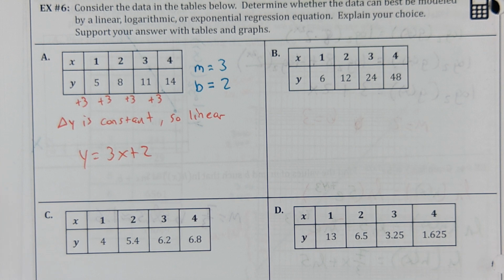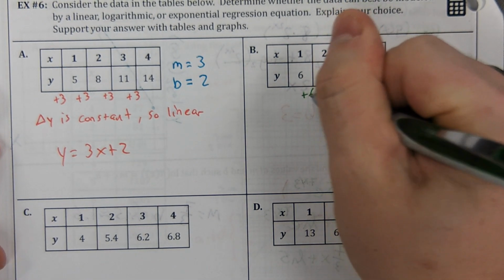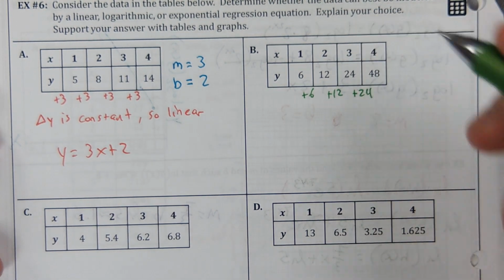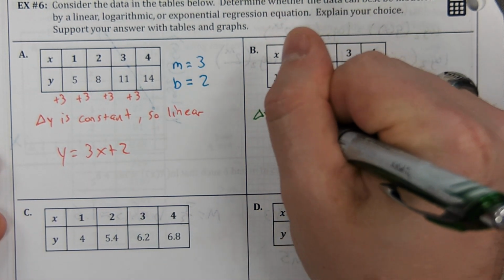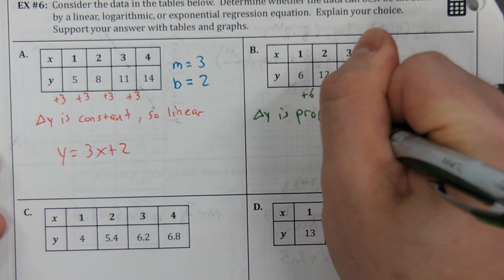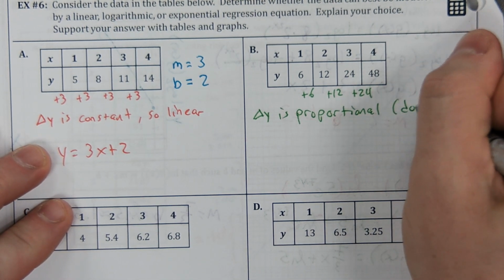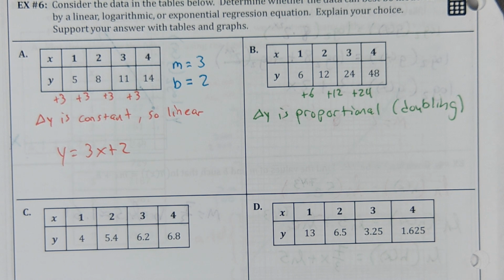Alrighty. Go to the next one. We'll check out our first differences. Plus 6, plus 12, plus 24. What do you recognize about delta y? It's multiplying by 2 every time, which makes them proportional. Delta y is proportional. Literally doubling. It's times 2 each time on delta y.